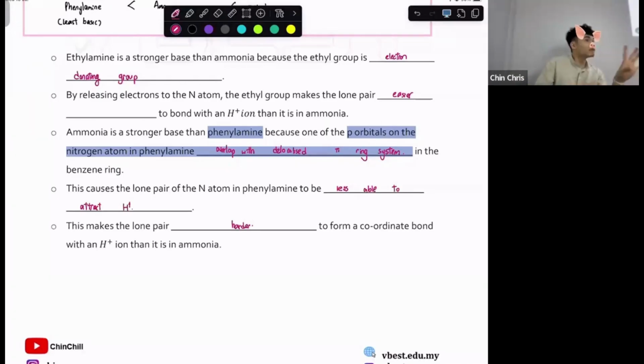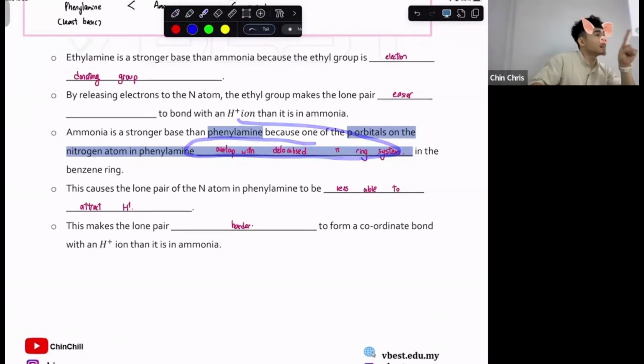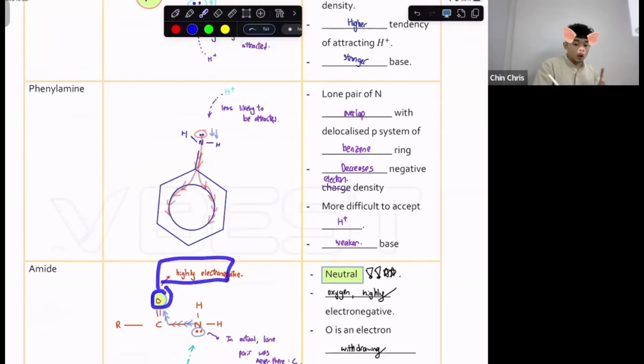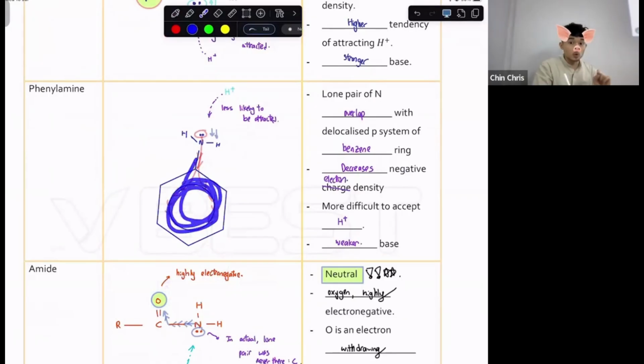Yes, correct. Benzene ring is technically an EWG, but you cannot write benzene ring as EWG. So for the benzene ring, the explanation is always overlap with the delocalized pi system. But yes, it does a similar thing compared to your EWG. Both of them will draw electrons. Just that you don't write benzene ring is EWG. EWG is always for highly electronegative atoms. So benzene ring, remember, is the playground story. The electron will always go into the playground. That's it.